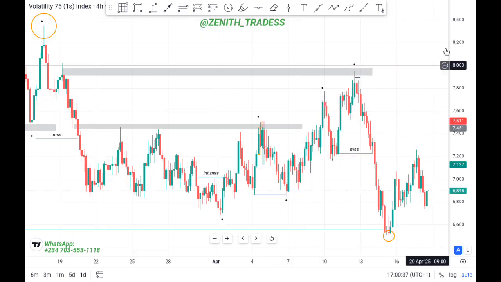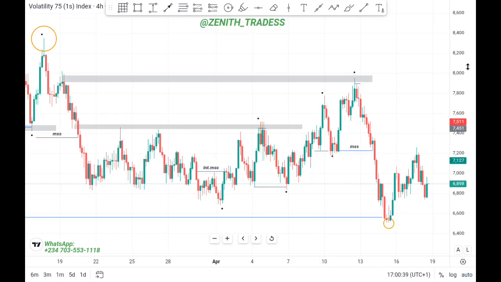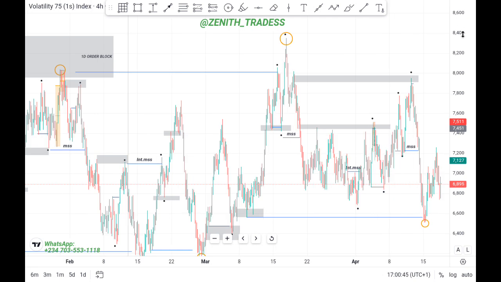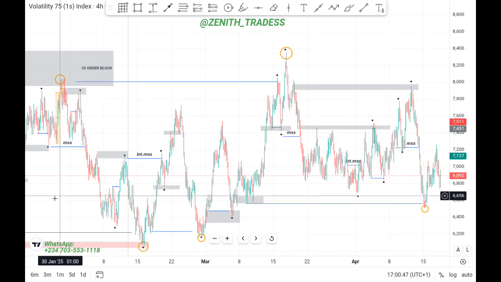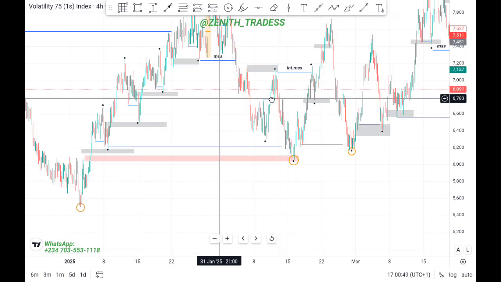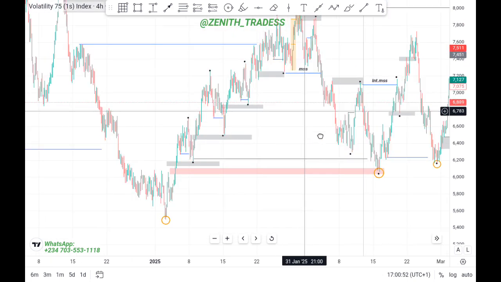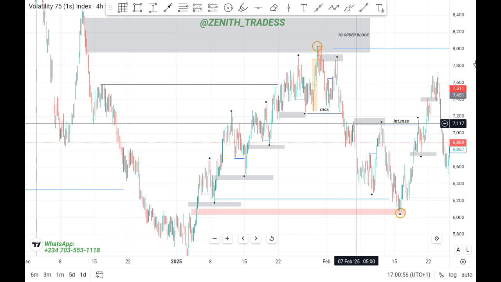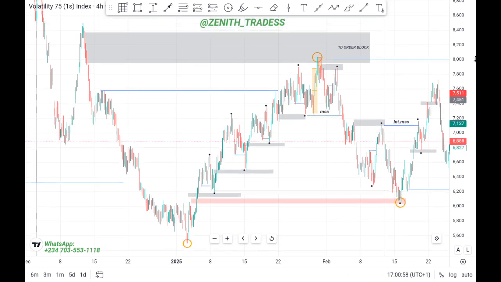Okay, this is Volatility 75 (1s). I have already marked some of these things out so that we just go straight to show you how you can use CRT fused together with structure to trade the market profitably. This is the edge I want to share with you.